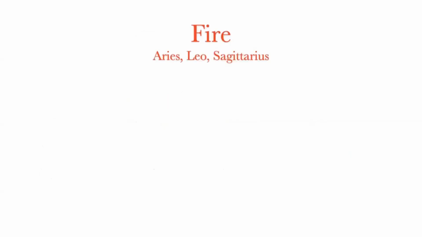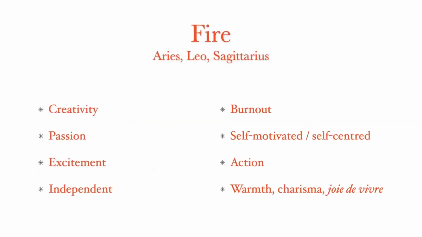So fire: Aries, Leo, and Sagittarius. Here's a list on your screen of keywords of what the fire element is essentially about. And as it shows, fire is the realm of creativity, passion, excitement, enthusiasm. You meet somebody with a lot of fire in their chart, you can usually feel a certain level of intensity. They're more animated, often more outgoing, sort of radiating energy.